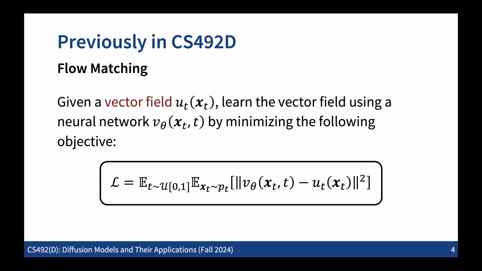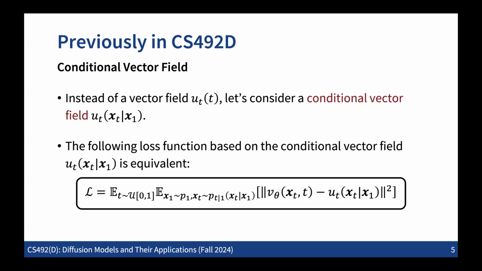For that, what we saw last time is that, because we don't have the information about the mapping, instead of considering the vector field, we are going to consider the conditional vector field, conditioned on the data sample, x1.